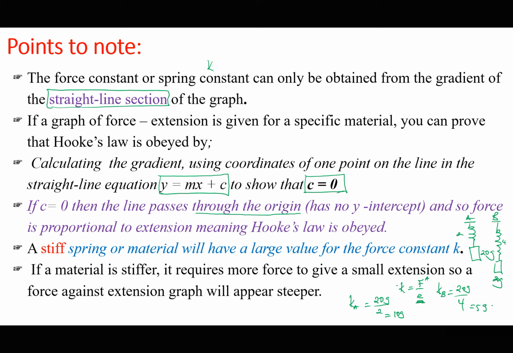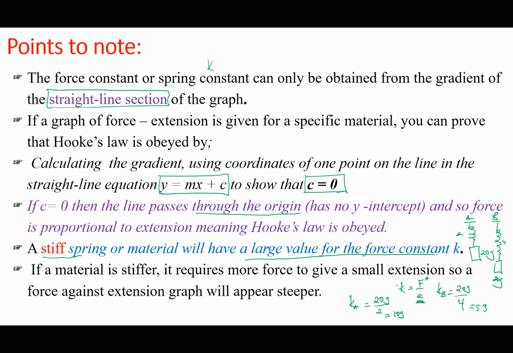So a material which stretches very easily is less stiff. It has a smaller spring constant. A material which is hard to stretch has a bigger constant. So there's a relationship between the stiffness and the force constant K. A stiffer material will have a large value for the force constant. It doesn't stretch easily. Any material which has a bigger value of the constant will not stretch easily.